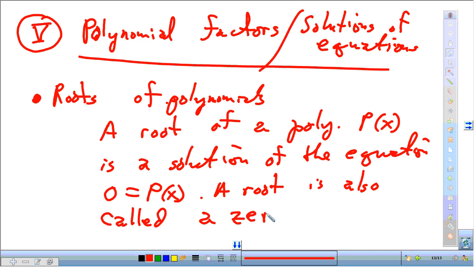Now, 0 equal P of X. The word root is used for the solution, but the word 0 is also used in that setting. So we might say we're going to solve the equation 0 equal polynomial, find a solution. We could also say we're going to find the root, or we're going to find a 0. They all mean the same thing.